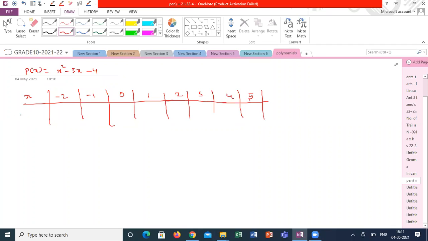Guys, can you calculate the p of x values by substituting these values? Substitute and let me know, anyone. Sir, first one is 6. First one is 6.